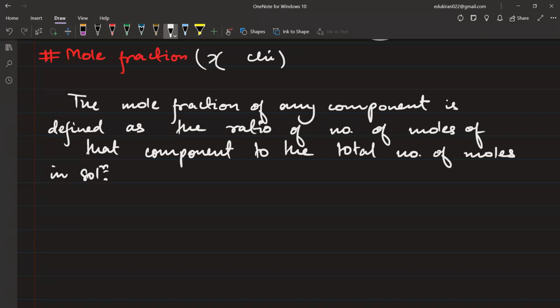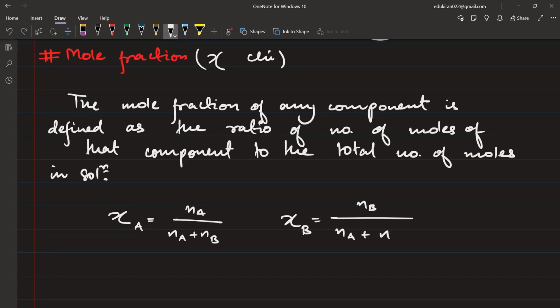Okay. So chi, if you have, let us say, a solution in which we have only two components, A and B, solute and solvent. So chi of A will be equal to the number of moles of A divided by the number of moles of A plus the number of moles of B if we have only two components. Similarly, chi of B will be the number of moles of B divided by the number of moles of A and the number of moles of B.